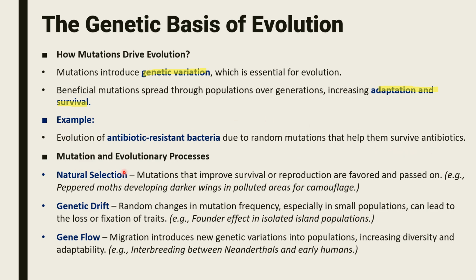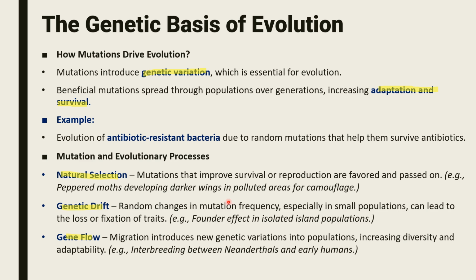Mutation and evolutionary processes: natural selection, genetic drift, and gene flow. Let's talk about the first one for now. Mutations that improve survival or reproduction are favored in natural selection. For example, peppered moths developing darker wings in polluted areas for camouflage.